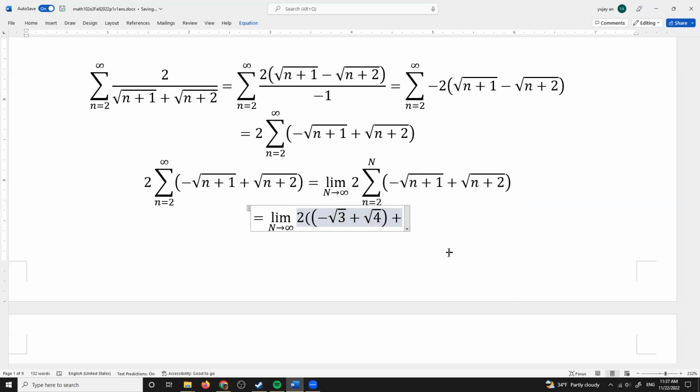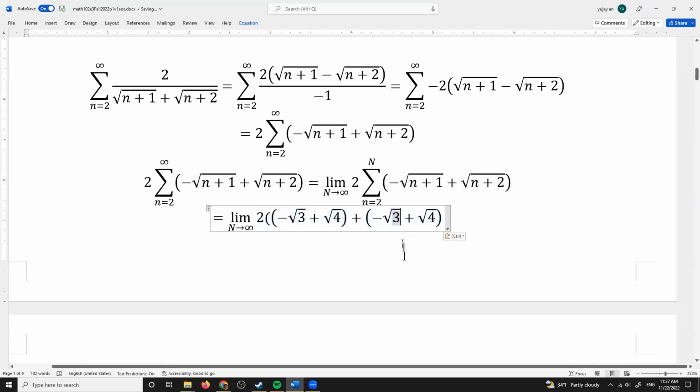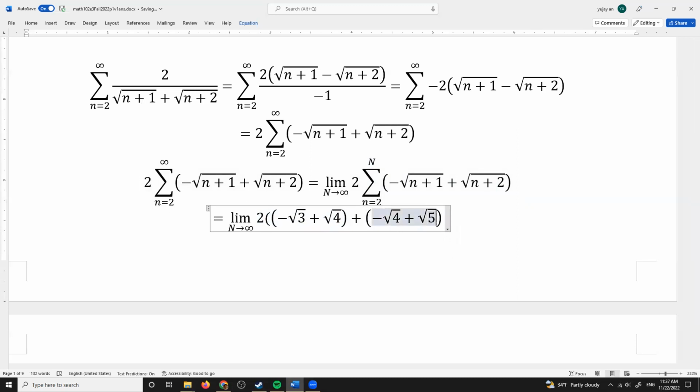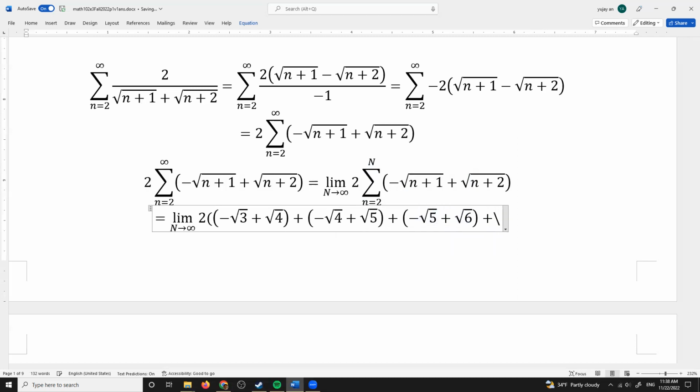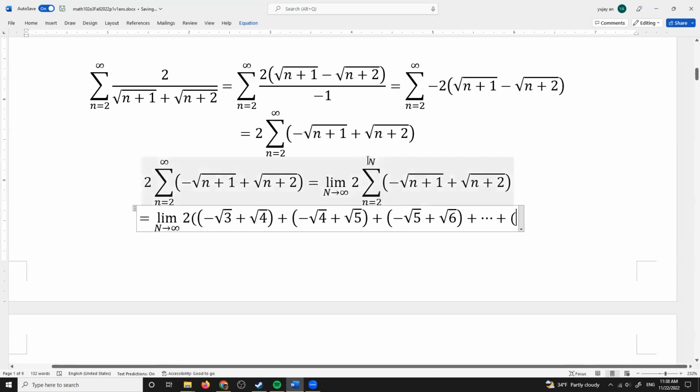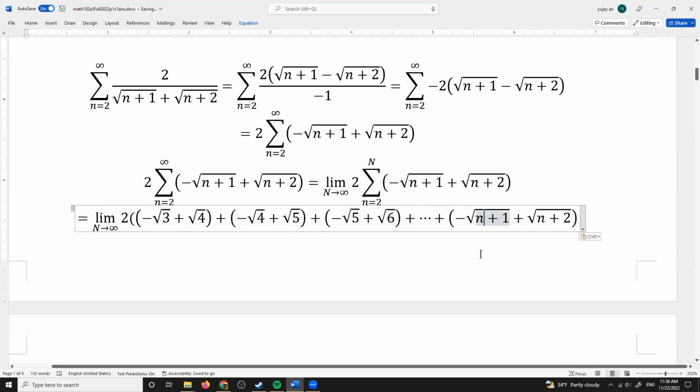Plus, the next one would be exactly the same, except these increase by 1, right? And then one more. Let's write down 5 and then 6. And then you keep going until the very last one, when capital N is plugged in, it'll be exactly the same as this one, except that instead of small n, you would have capital N.